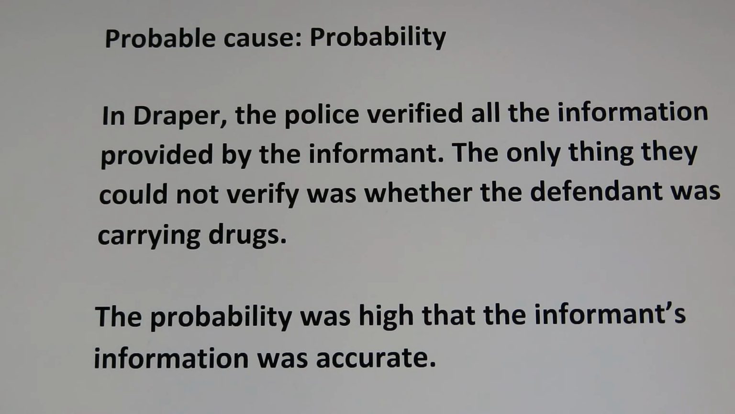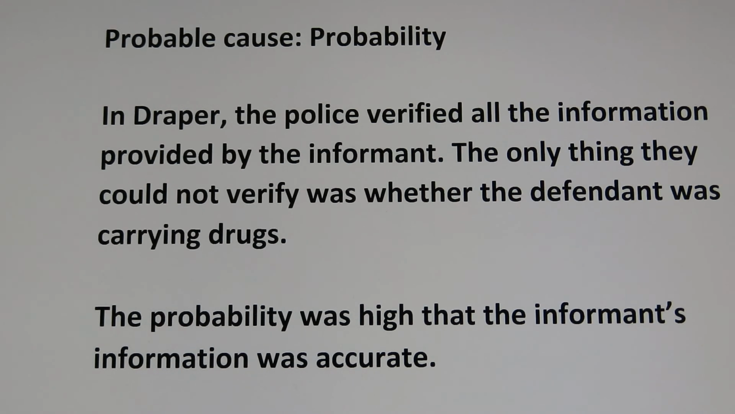So the court said that is basically what happened in Draper. Even though this informant did not provide the basis of the knowledge, the police verified all the information provided by the informant except whether the defendant was carrying drugs or not. Because the police could verify the accuracy of all the information except this last one, the probability was high that the informant's information was accurate, and that the defendant was also carrying drugs.